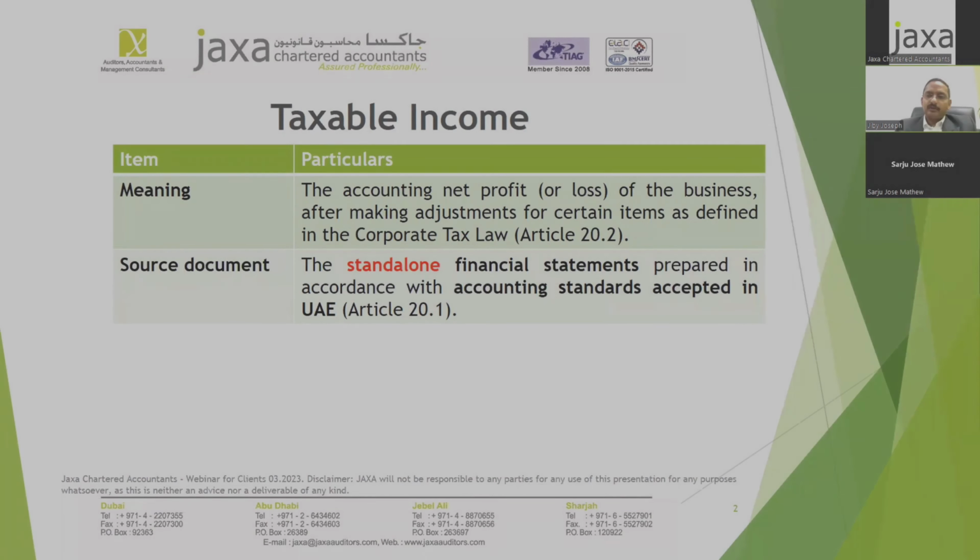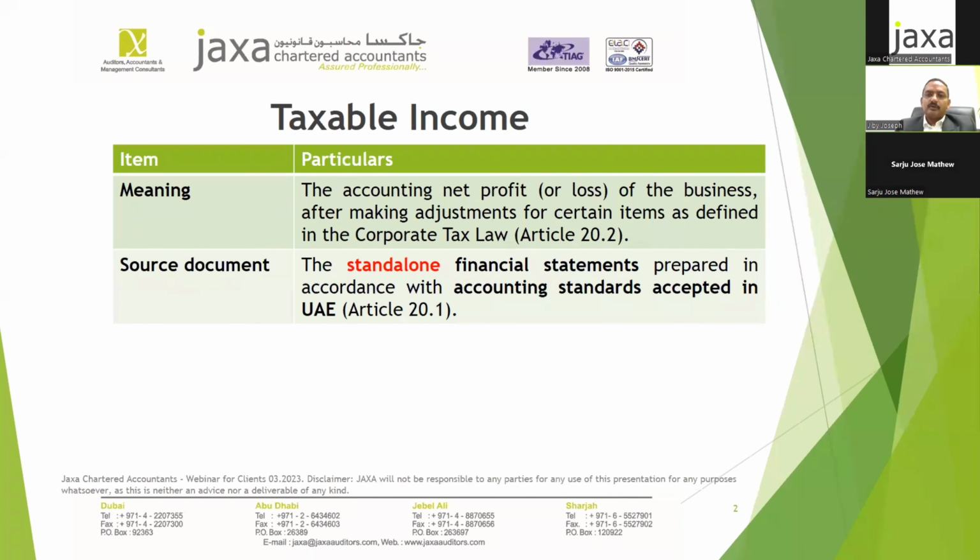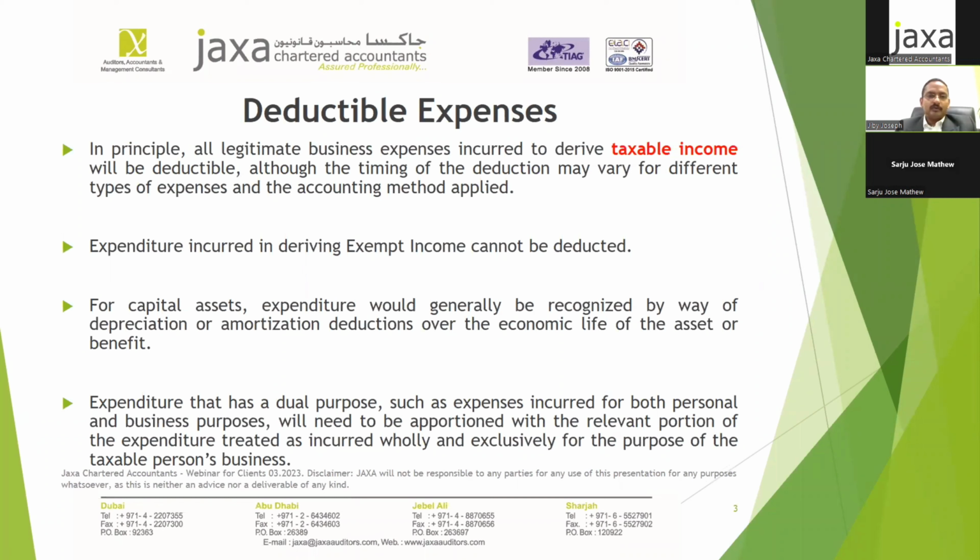For computing the accounting net profit or loss, the law says that all normal business expenses incurred in connection with the business of the company will be deductible. So all legitimate business expenses will be deductible. For capital assets, the deduction will be in the nature of amortization or depreciation.